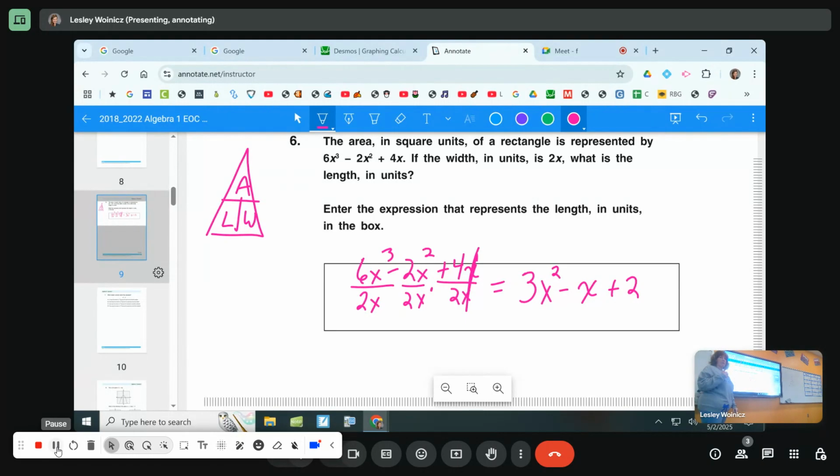Everybody good there? This little trick right here is going to be a lifesaver, especially on this EOC, if you can remember to think about that and write it and set it up like that. Because that tells you exactly how to set it up. If they give you the length and the width, since they're next to each other, you're going to multiply them to get the area. Okay? Questions there?